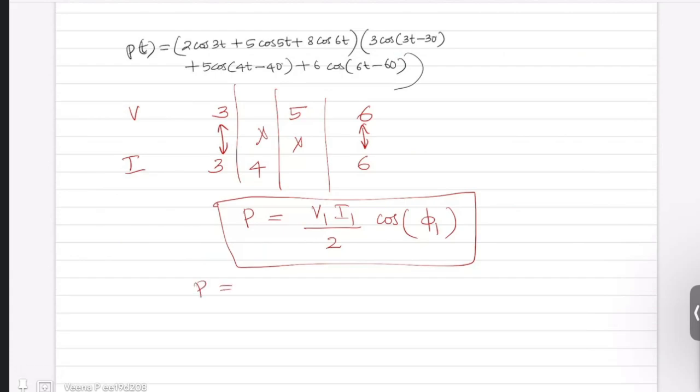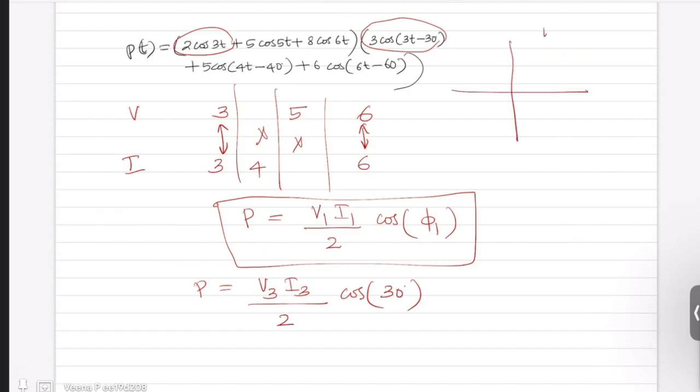So in this case, it is peak of 3 omega of V, peak of 3 omega of I, divided by 2, cosine of the angle between them. So 3 omega t is 3t in voltage and in current it is minus 30. That means the angle between them is 30. If you draw it in phasor domain, for omega equal to 3, your voltage is reference, whereas your current lags your voltage by 30 degrees. It is minus 30, so in the clockwise direction you have to draw. So your phi 1 is 30 degrees.